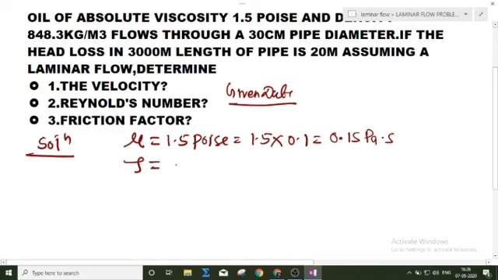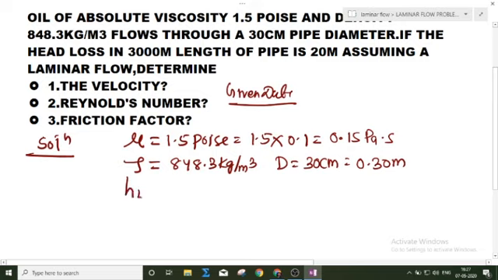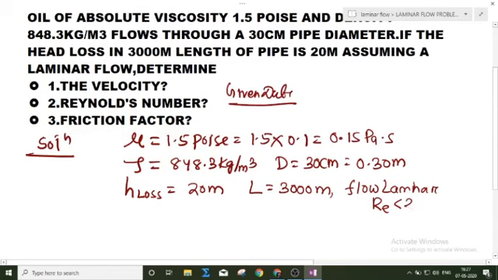The density of the fluid is given as 848.3 kg per meter cube. The diameter is 30 centimeter, so that is 0.30 meter. The head loss is 20 meter, and the length of the pipe is 3000 meter. It is also told that the flow is laminar, which means the Reynolds number is less than 2000.